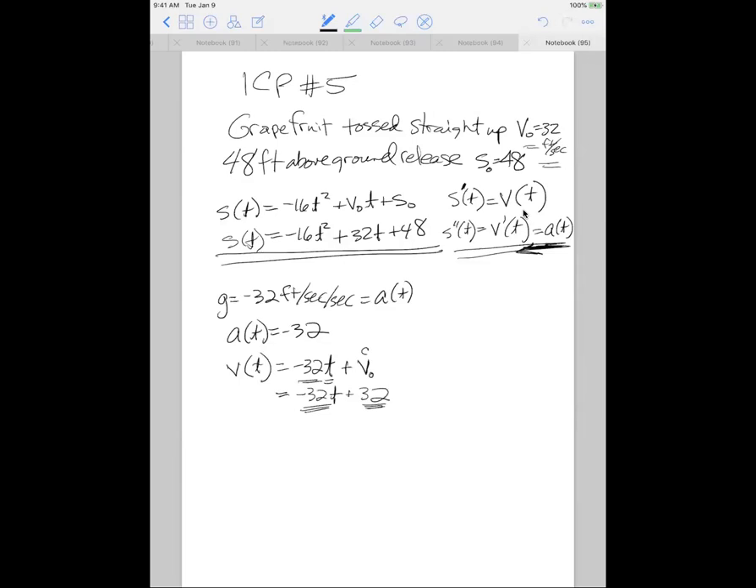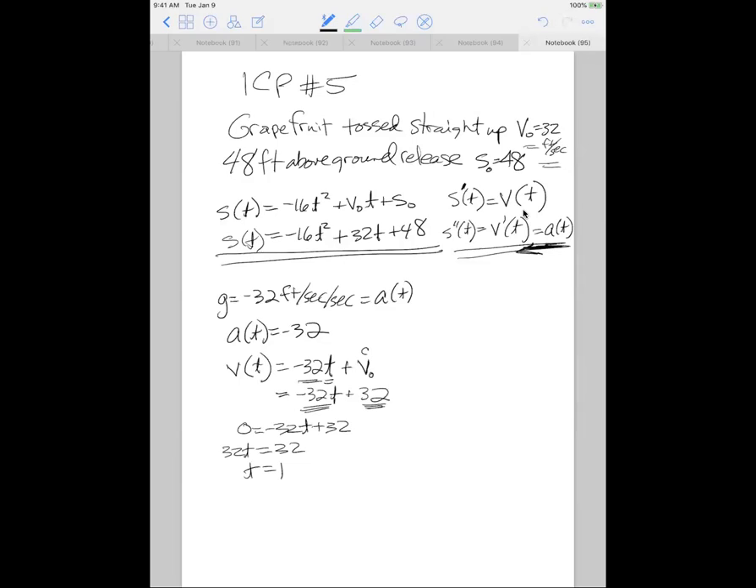When was the velocity equal to 0? It turned out to be 1 second. All right? So it turns out that if you set this function equal to 0, take the 32 across, then you get 32t equals 32, and t equals 1. So in 1 second, the velocity was equal to 0.